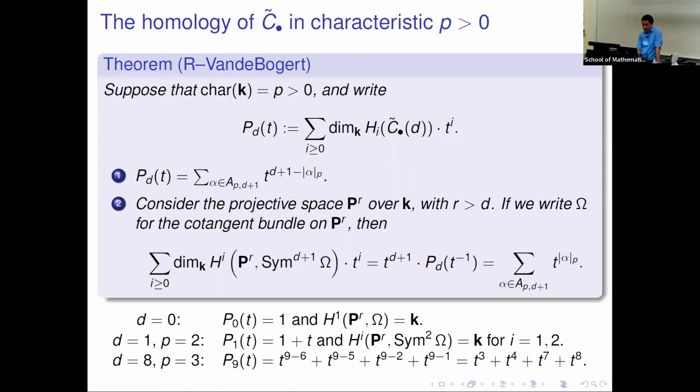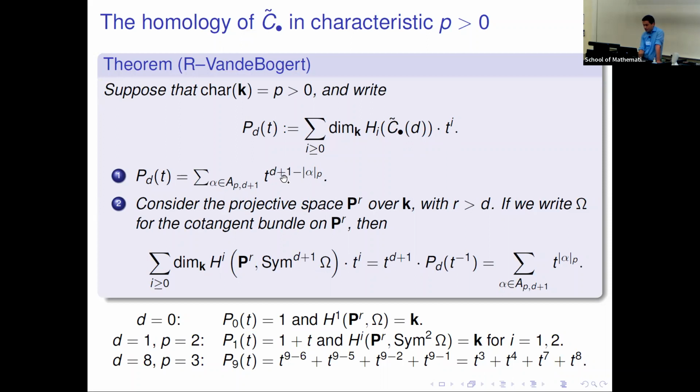And here's a theorem. The theorem says that if you look at the Poincare polynomial, the generating function for the homology of this complex, of this arithmetic causal complex, that is exactly given by a generating function parameterized by this p-adic decomposition of not d, but d plus 1, where the digits are 0 or 1 mod p.